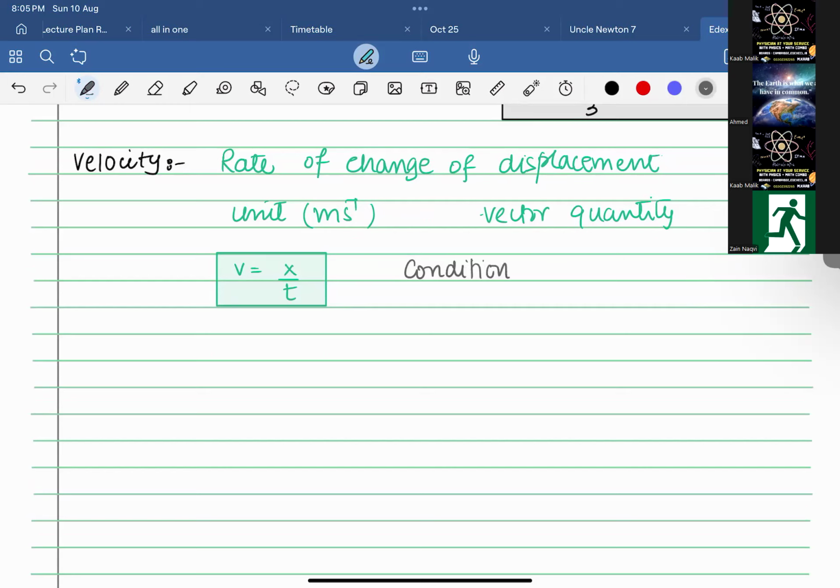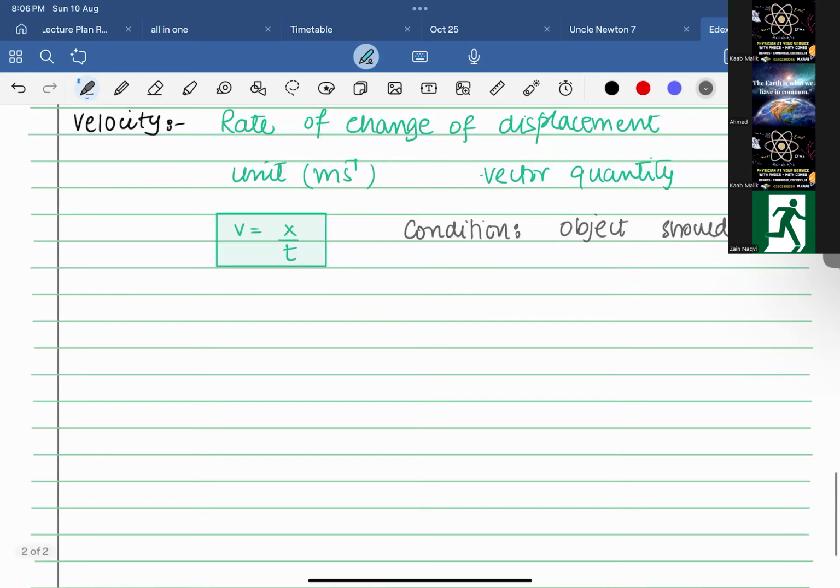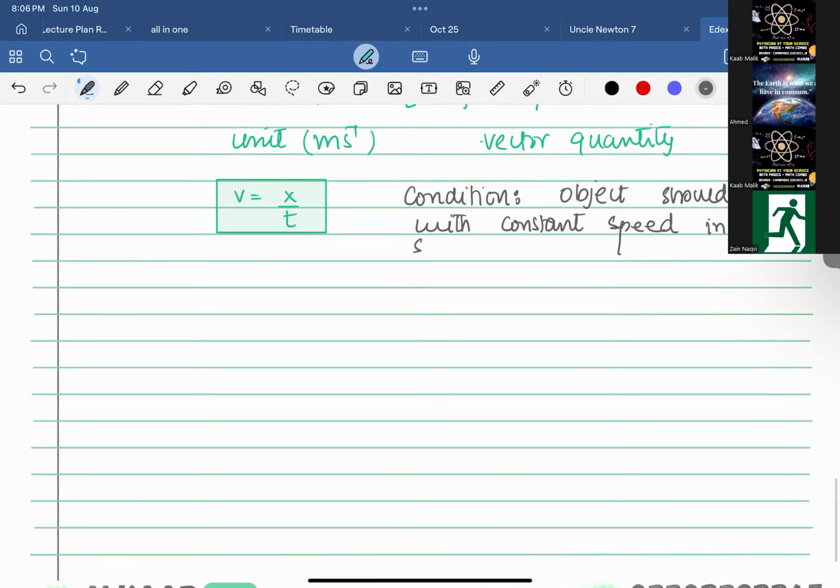So in the condition we will say that the object should move with constant speed in a straight line. Okay, so this is the condition, right? This is the condition for this formula to be useful.